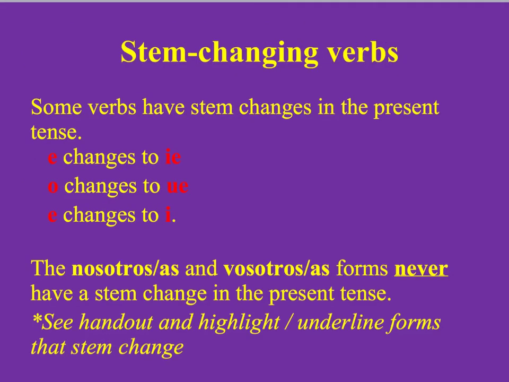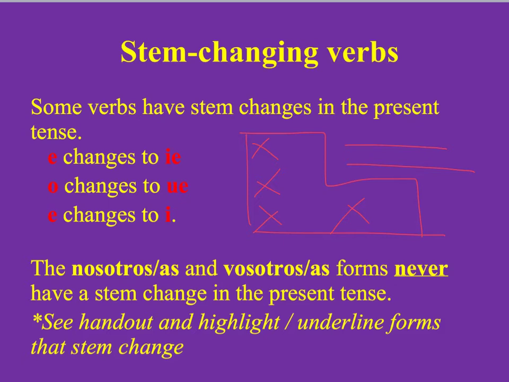Stem change verbs are another type of verb that you'll be using in the present tense. These are verbs that have a vowel change in the stem. We also call them the boot verbs. Remember? Yo, tú, él, usted, ellos, ellas, ustedes change. Nosotros doesn't change, nor does vosotros. The 3 common types are E to IE, O to UE, and E to I.